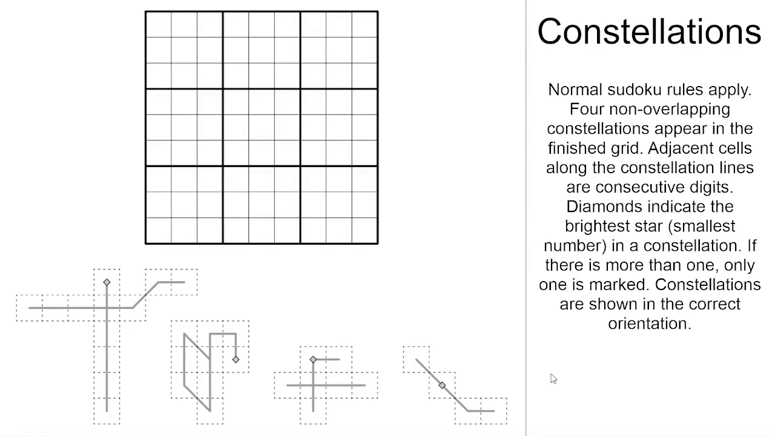The goal of this puzzle is to place these 4 constellations into the grid up here so that the lines join consecutive digits, and the star is always the lowest digit in a constellation. This is going to allow us to get some information about the relative sizes of the digits.